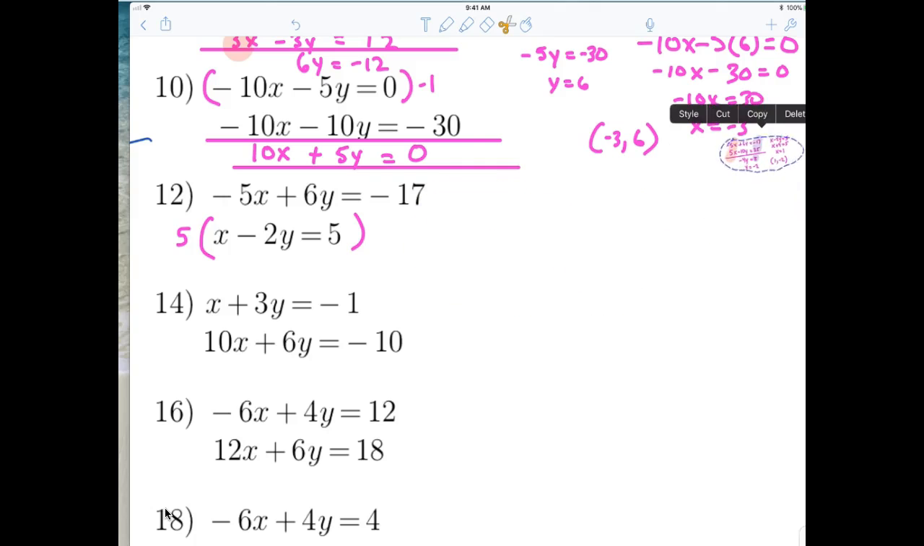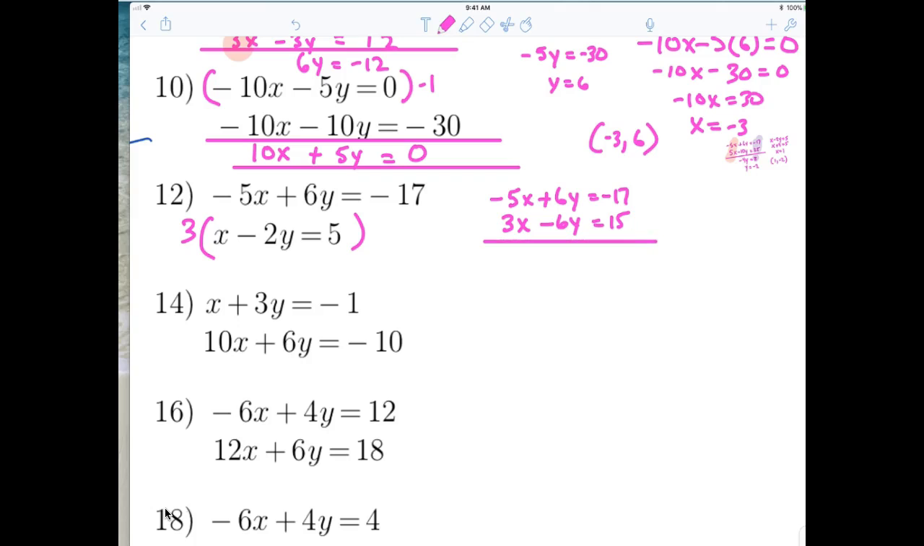All right. And then I'm going to come over here and I'm going to change this to a 3. And now let's watch. You ready? So the top equation remained -5x plus 6y equals -17. The bottom equation became 3x minus 6y equals 15. Just let me finish. So now you end up with -2x equals -2. So x equals 1. Yeah, and then can you plug it into the 3x minus 6?